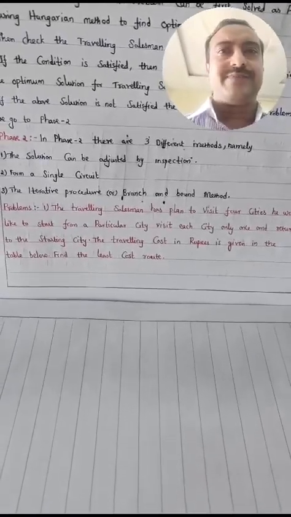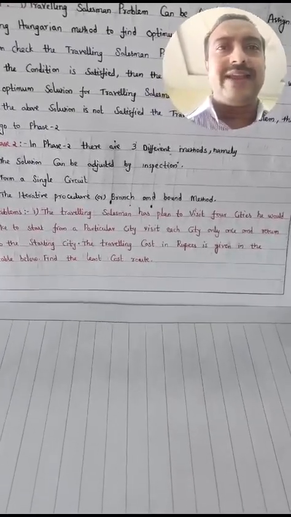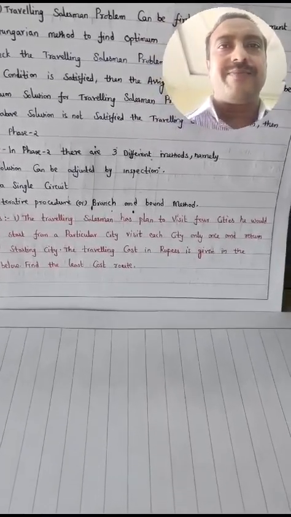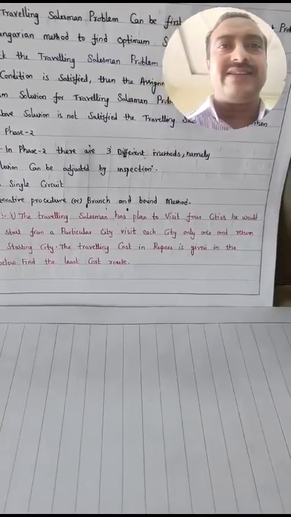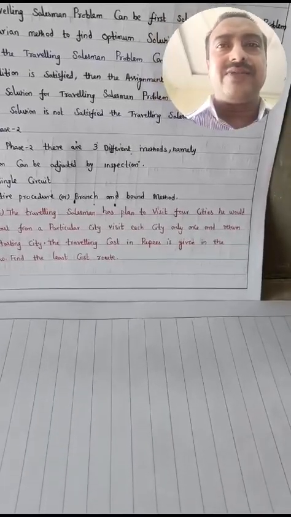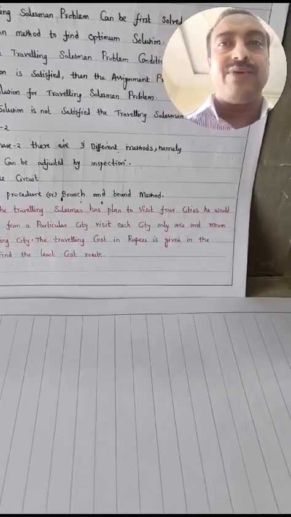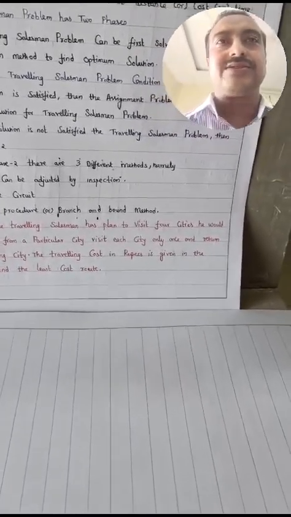Traveling salesman's problem. The traveling salesman has planned to visit 4 cities. He would like to start from a particular city, visit each city once, and return to the starting city. The traveling cost in rupees is given in the table. Find the least cost route.